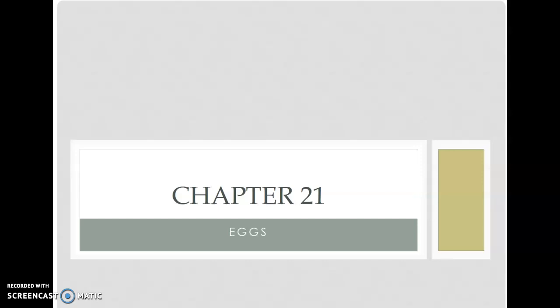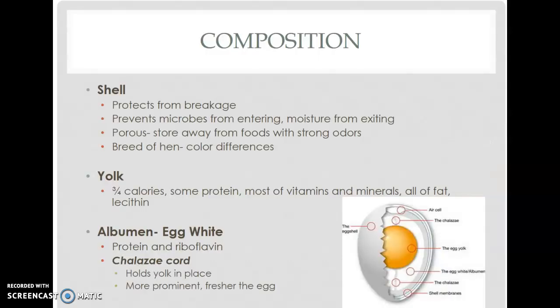Welcome. In this video, I will overview eggs from Chapter 21 in your On Cooking textbook. The composition of eggs. On the outside, you will find the shell. The shell really protects the egg from breakage and protects any additional bacteria from entering in. It is porous though, so strong odors do find a way of penetrating. And as far as the different color of eggs, really it comes from the different breed of hen.